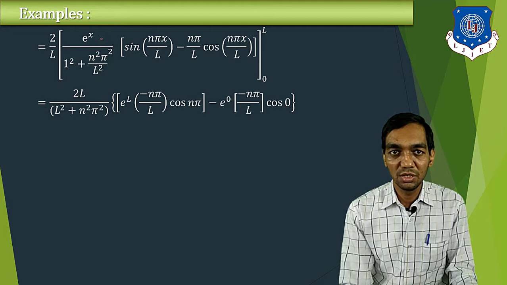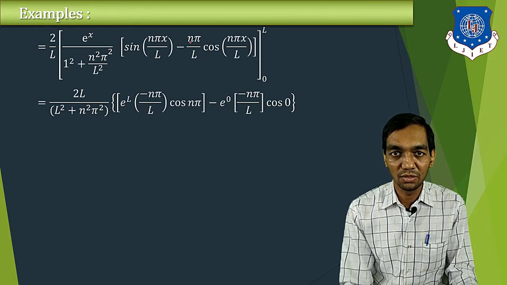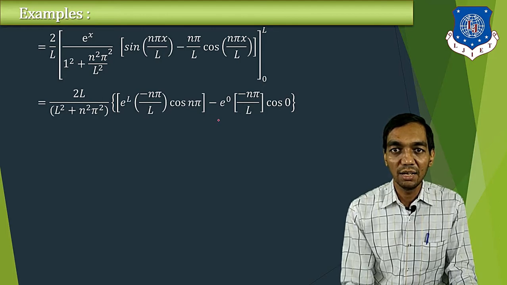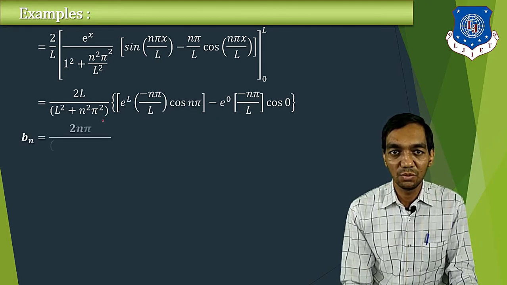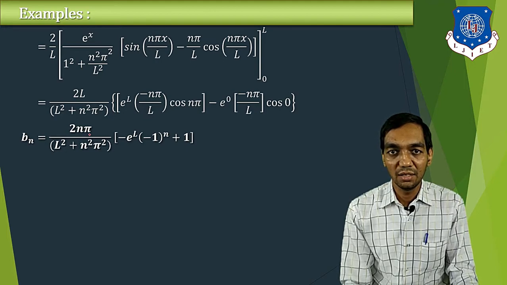Minus, if you put 0, then e raised to 0 into this term: sine 0 has a value 0 and cos 0 has a value 1. So you will have minus n pi upon n. Done. Now simplify these terms. That will give you 2n pi l upon 2n pi upon l square plus n square pi square.